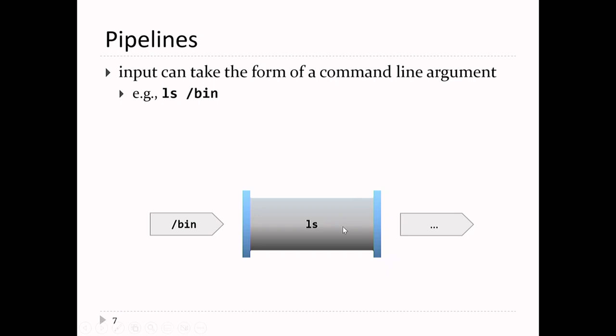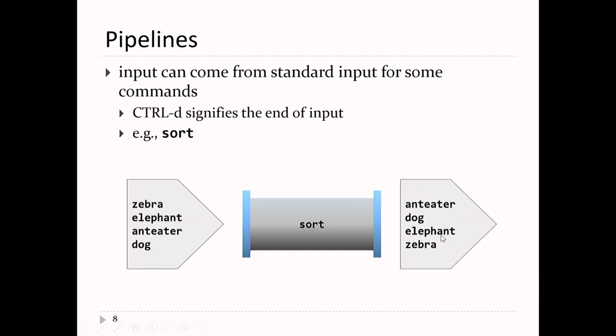So input can take the form of a command line argument. If my command is ls, then ls /bin, that /bin goes into the input of the ls command. So that's a command line argument. That's treated as input to the program. And then ls outputs the listing of the directory root bin to standard output. Some commands will read standard input for their input.